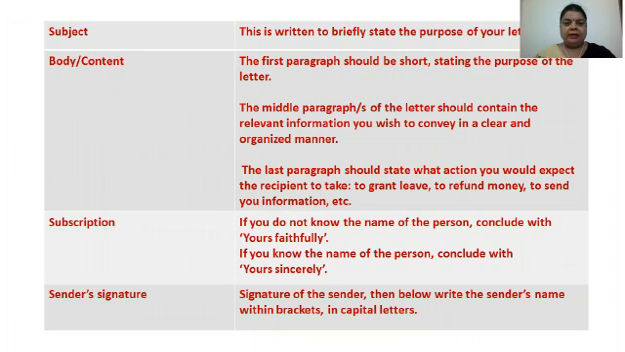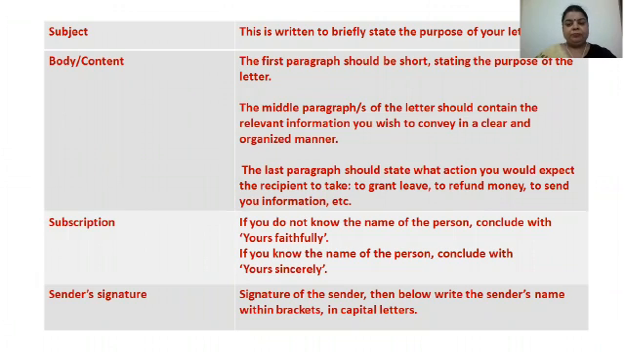Salutation: use words like Dear Sir, Dear Madam if you do not know the name of the recipient. But if you know the name of the recipient, use the title Mr., Mrs., Miss, Doctor, etc., followed by the surname. The subject of the letter is written to briefly state the purpose of your letter.